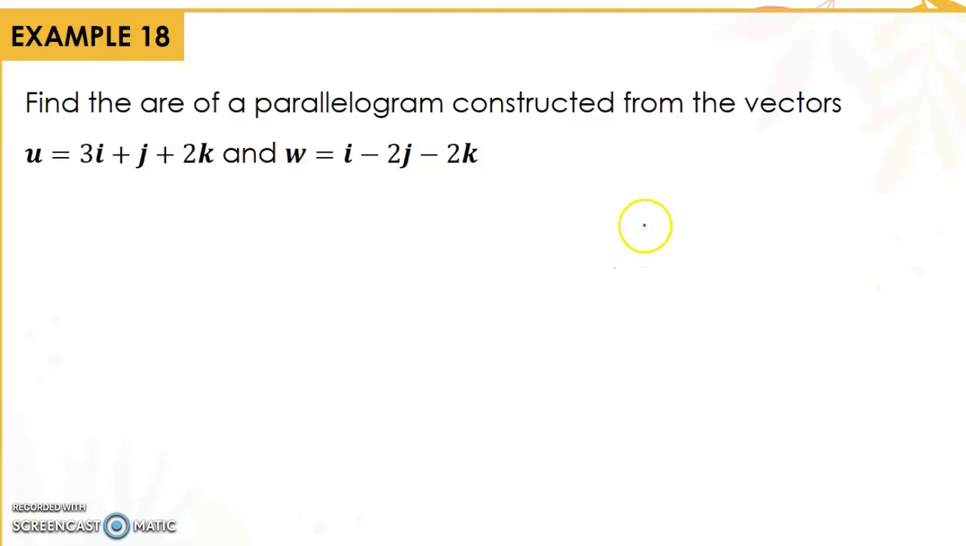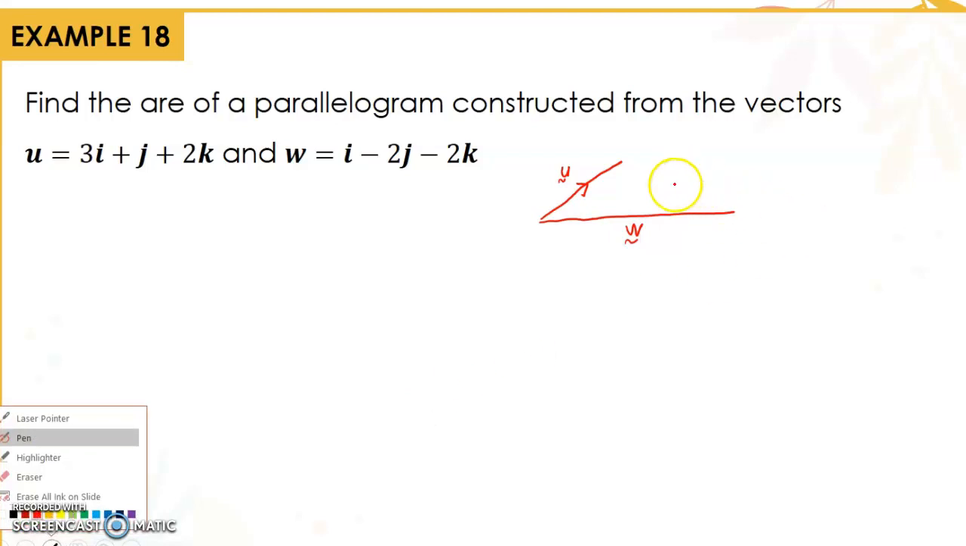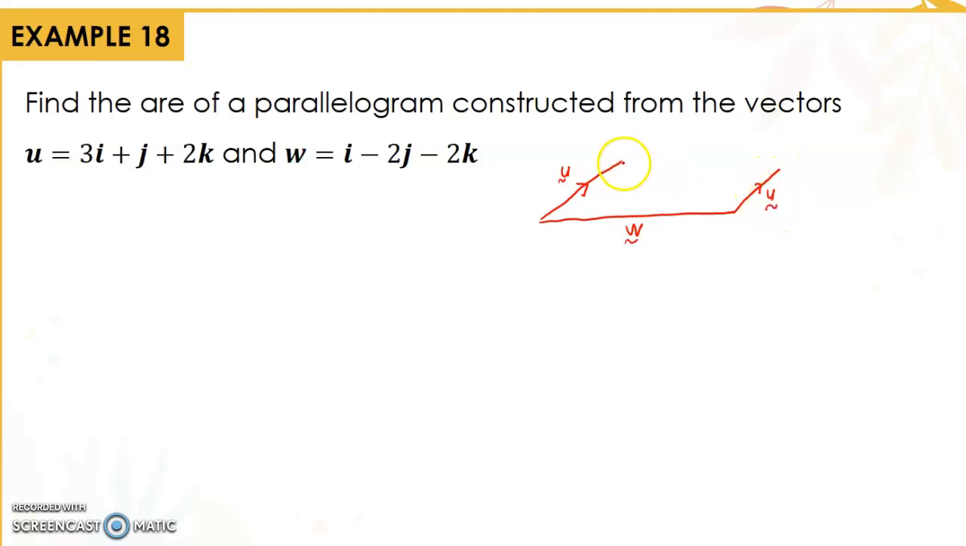Okay, here we have two vectors. Here is vector u, and another one, vector w. So the parallelogram we are going to get is parallel with u and then parallel with w. So this is our parallelogram. Two lines are parallel. Now we are going to find u cross w first.